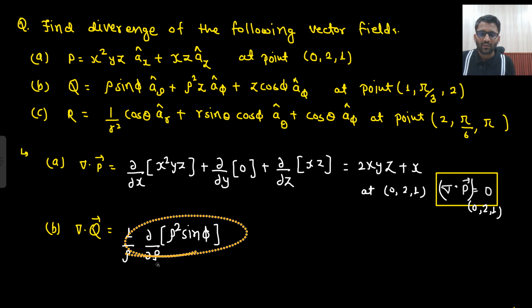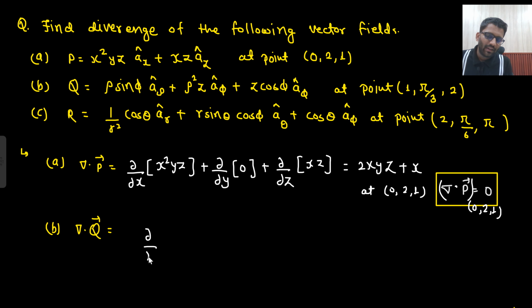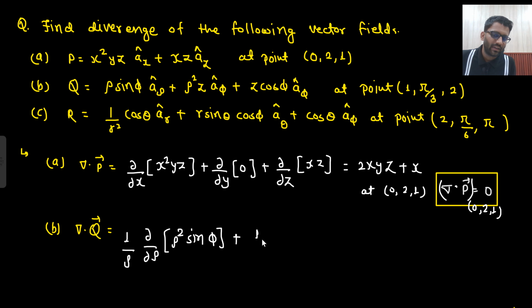What did I do? What was the first term? d by d rho of rho a rho, but I know there is some problem, so 1 by rho into rho a rho. And what is the value of a rho? A rho is rho sin phi. So this I am writing: rho into rho sin phi, so that would become rho square sin phi. Say yes or no? Plus, after that there is no issue, directly it will come. 1 by rho d by d phi, and then the phi term will come, that is rho square z. Then d by dz, then the z term will come, that is cos phi.